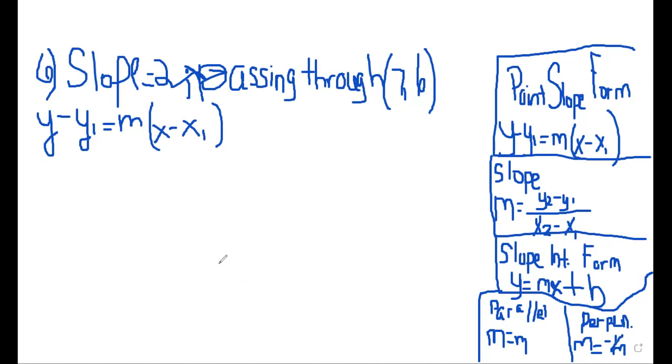Here at 6, we already know the information that is given: the slope is 2. M stands for slope, and it tells us that the slope is 2. And the 7 is the x being represented and the 6 represents the y, so we'll call these x1 and y1. That is how we will plug those in. So we begin with y minus y1, which is 6, equals m, which is 2, times x minus x1, which is 7.